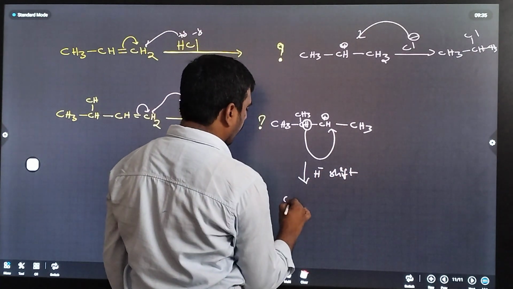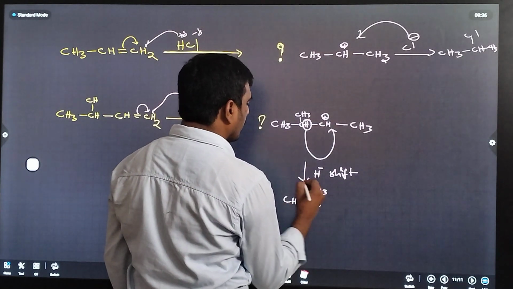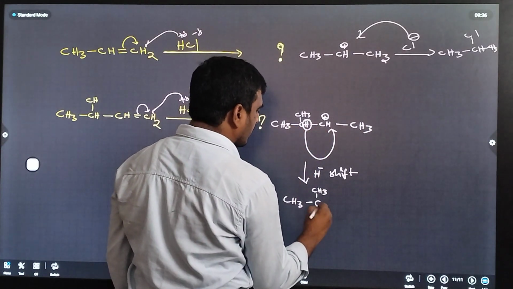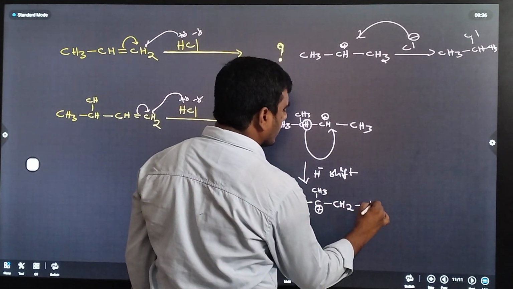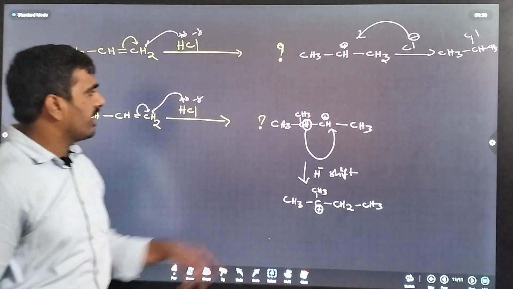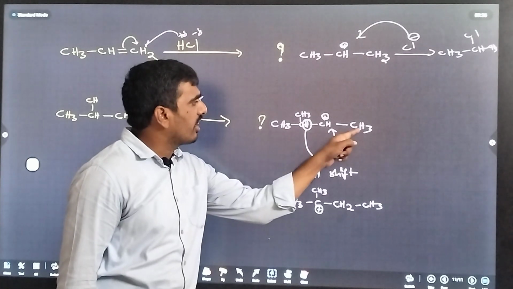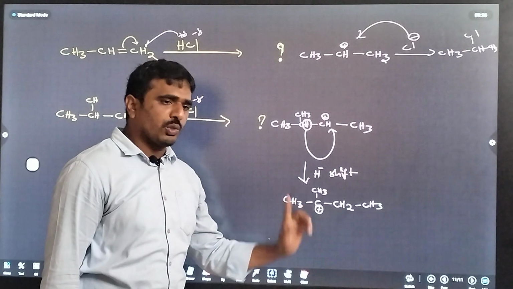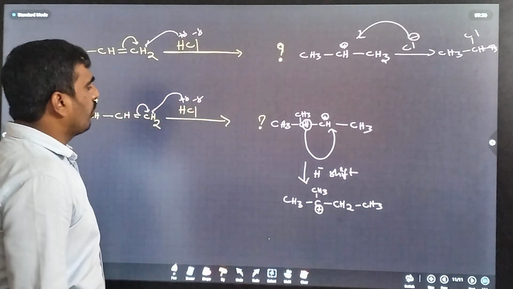So we get a tertiary carbocation. Whenever the H minus leaves, this carbon gets positive. This is the tertiary carbocation, and a less stable carbocation rearranges to a more stable carbocation. This one is less stable because of less hyperconjugation: only alpha hydrogens, 3 plus 1, 4. Here alpha hydrogens, 3 plus 2 plus 3, 8. That's why this is the more stable carbocation.